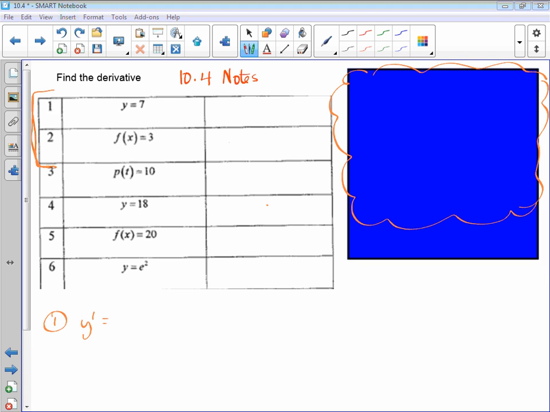As just the derivative for number 1, y prime.